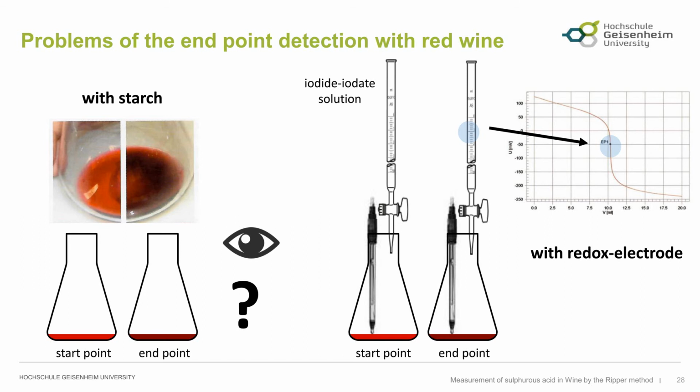Also, this method requires a bit more equipment. It makes the measurement much easier. You can use it for all kinds of wine. We use the redox electrode instead of the starch solution.